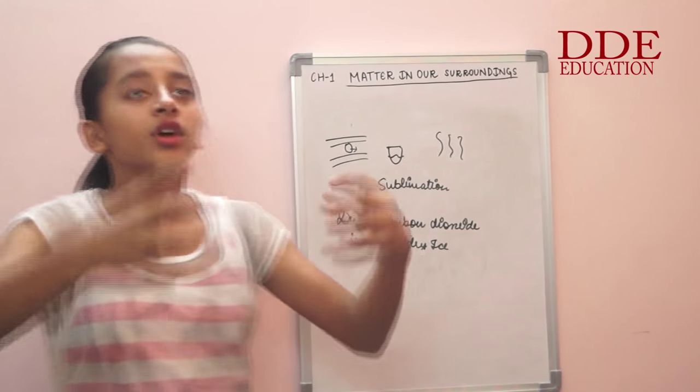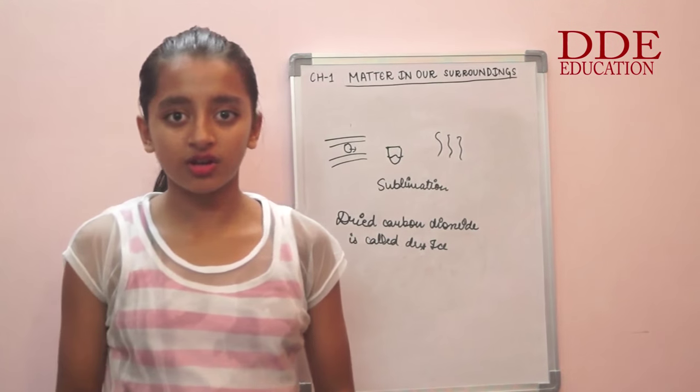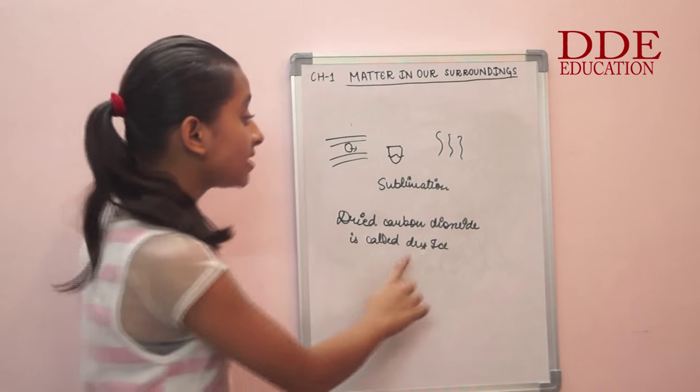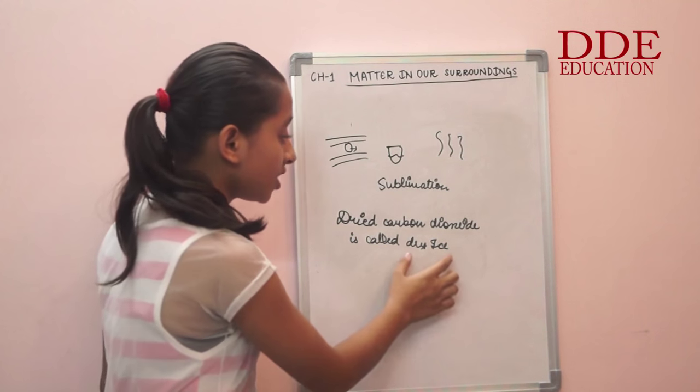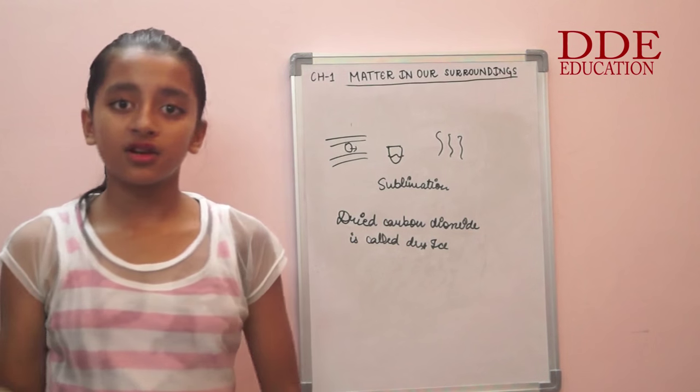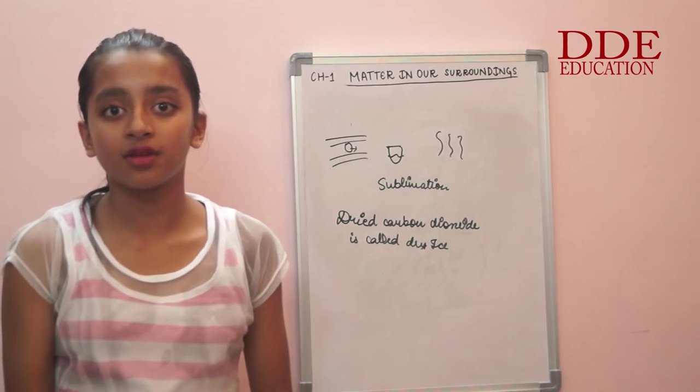When some fire is going on and you want a lot of carbon dioxide, then dry ice is a very good thing that can give a lot of carbon dioxide in a very small interval of time.